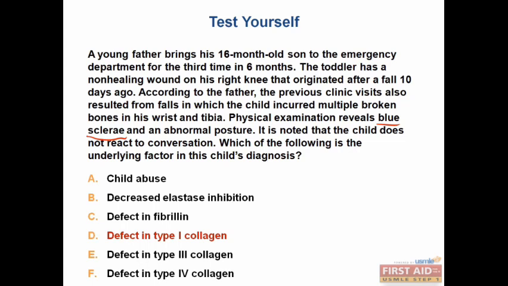Remember, type 1 collagen is the type you should associate with bones. And by the way, how does the child not responding to conversation tie into this? Well, remember, there are bones in your ears that you need to hear, so this is in reference to the hearing deficiency that comes with Osteogenesis Imperfecta.